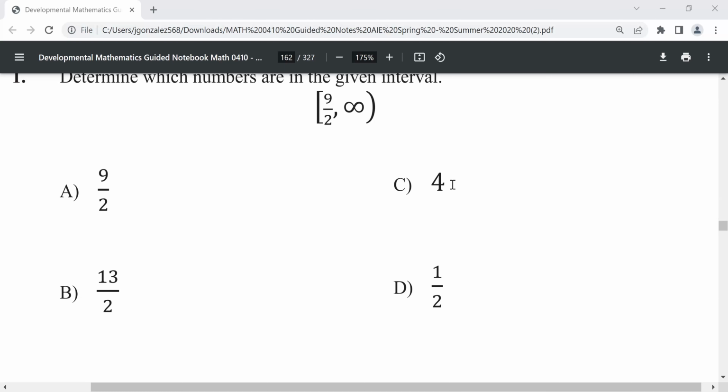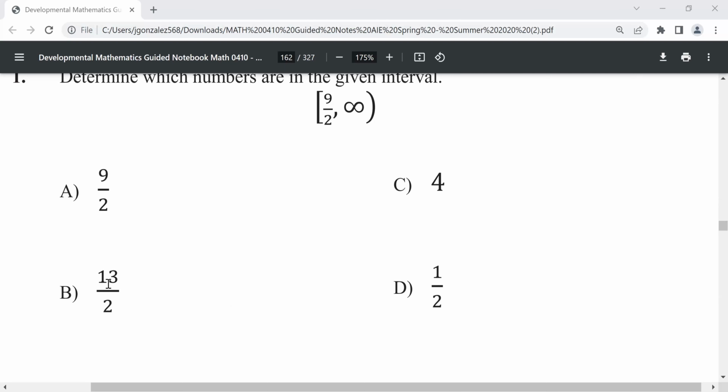The 4.5 is the starting point. So 4 would be lower. Wouldn't 4 be outside? You see what I'm saying? 4 is right below 9/2. 9/2 is 4.5. So we do not include C. What about 1/2? Is that too small? Is it below 4.5? Yes. Just like the 4, so we can't include either one.